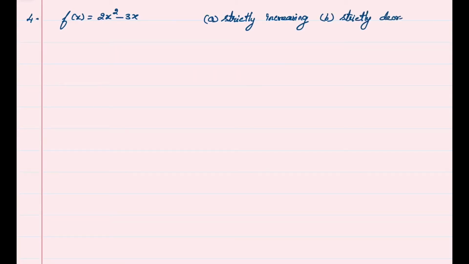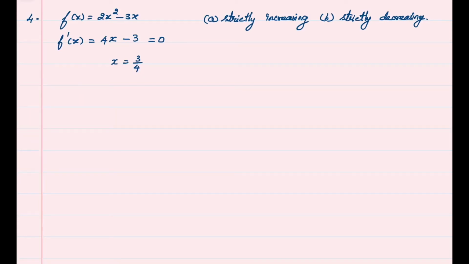Question 4. Find the intervals in which the function f given by f of x equal to 2x square minus 3x is strictly increasing and strictly decreasing. Finding f dashed of x, let us differentiate: 4 times x minus 3. And to find the critical values, we have to equate f dash of x to 0. We get x as 3 by 4.